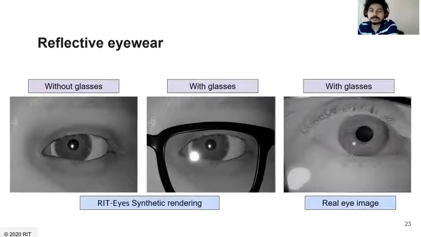Reflective eyewear. Other works have not used reflective eyewear in their renderings. If we are using glasses, it causes an additional reflection on the glass, which may affect performance and cause problems during segmentation. As you can see, the reflection on the synthetic rendering is covering the iris edge. So 50% of the rendered dataset contains glasses.